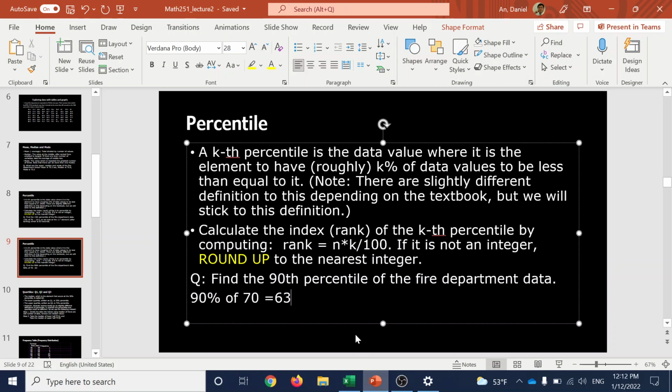Okay, so the 63rd number is 80 seconds. So in 90% of the time, the fire department responds with 80 seconds or less.